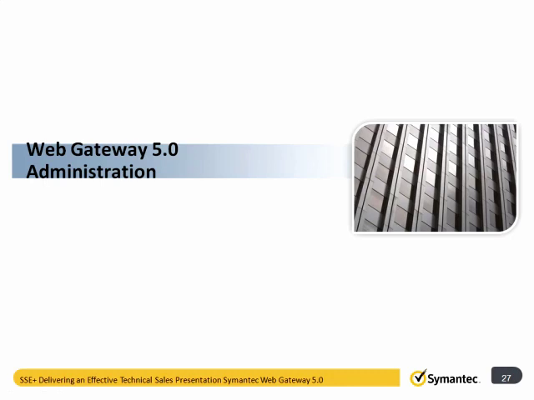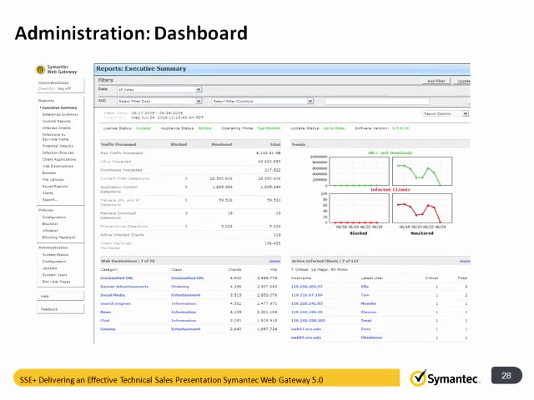We're now going to take a closer look at the administration and reporting features available in the Web Gateway. This slide demonstrates the dashboard view seen when logging into the Web Gateway UI. At the top of the default page, we get a view as to the current system status and whether the appliance is up to date.